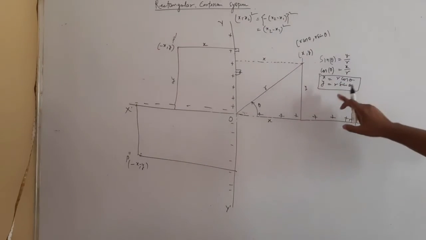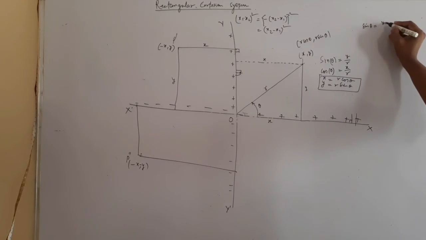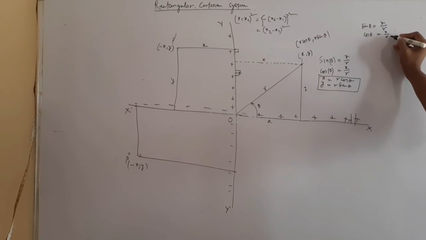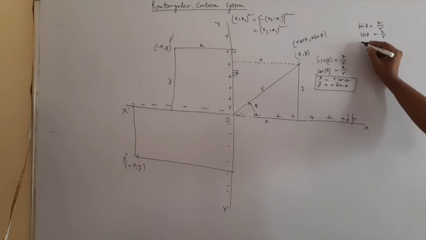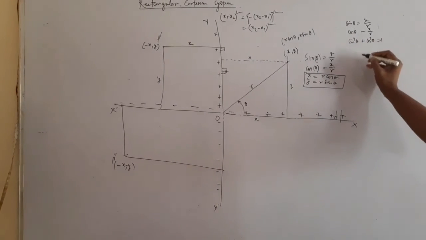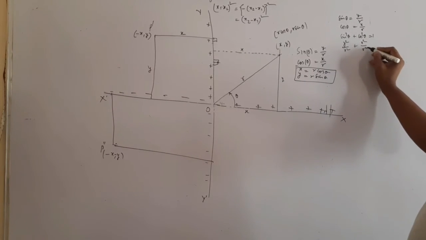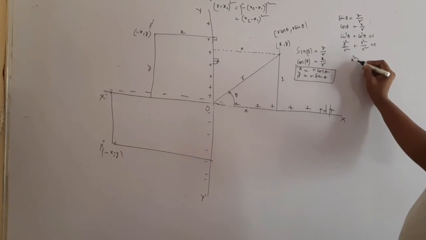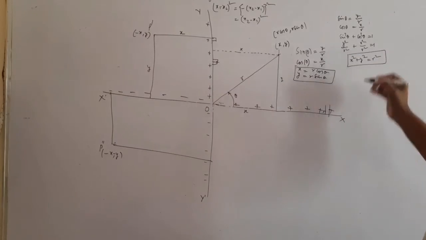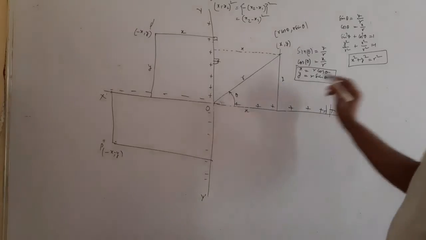And now if you want to establish the relation, then you see that sine theta will be y over r, cos theta will be x over r, and you know that sine square theta plus cos square theta is 1. So y square over r square plus x square over r square is 1, and this gives you x square plus y square equal to r square. Again, what does it represent? It represents the equation of a circle with the center 0, 0 and the radius r.